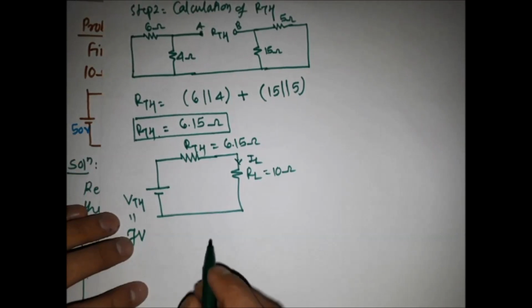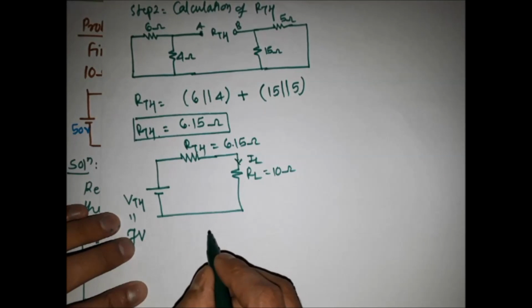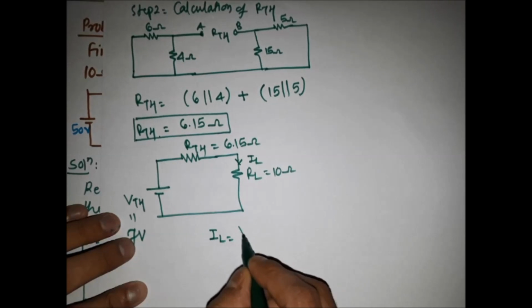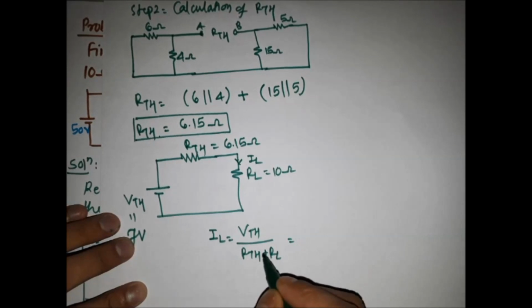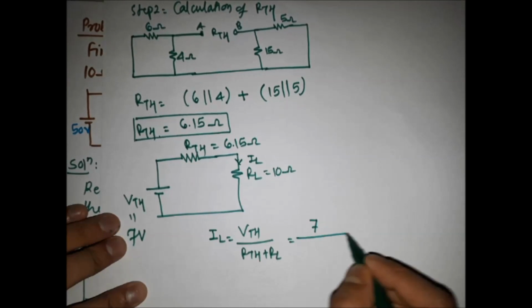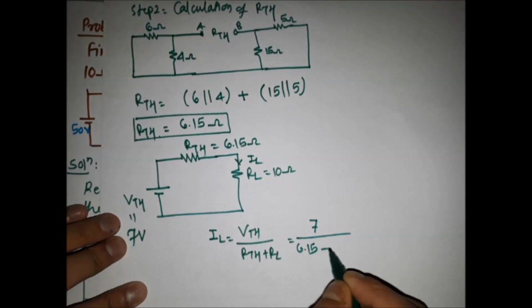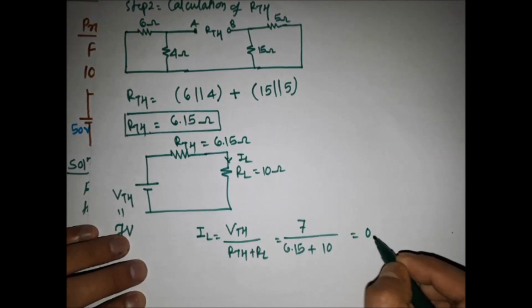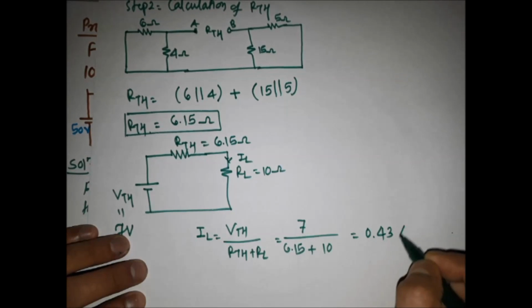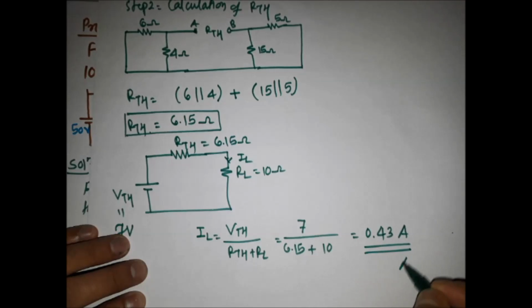The last step is applying Ohm's law in this loop. So IL is equal to VTH upon RTH plus RL. By putting all these values, VTH is 7 volt, RTH is 6.15 and RL is 10 ohm, we get IL is 0.43 ampere. This is the final answer. Thank you.